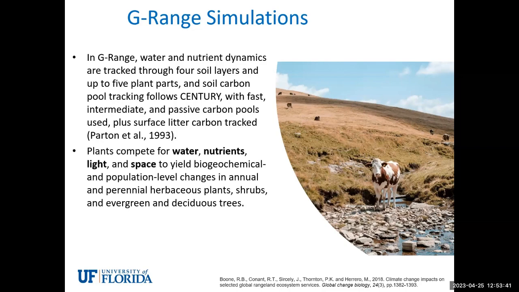Plants can still compete for water, nutrients, light, and space, and you get a lot of biogeochemical and population changes, especially to the plants. So less about the animals, more about the plants. But you get more than 100 surfaces produced by G-range each monthly time step. So pretty much all G-range does is give you maps on the monthly time step.